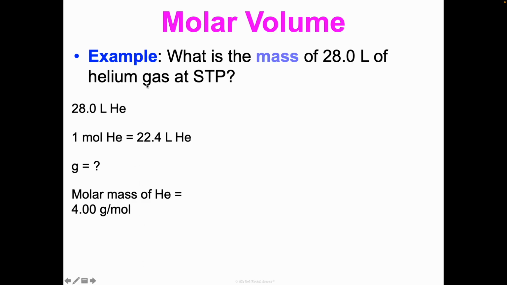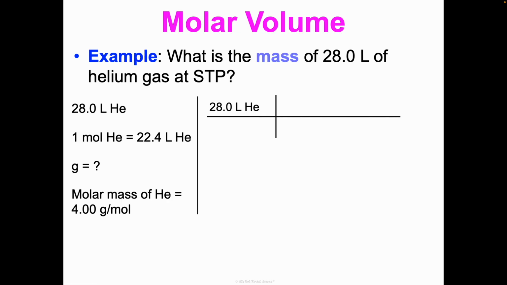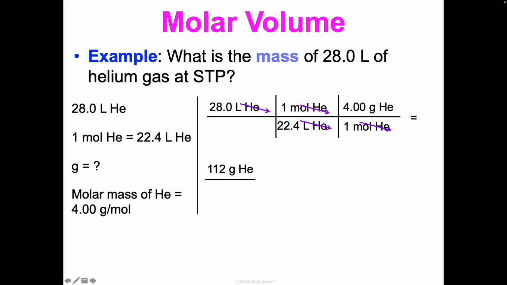All right, now we have all the information we need. So 28.0 liters of helium. We know that 22.4 liters of helium is the same as 1 mole of helium. Those would cancel. And then with this, we can use molar mass as a ratio. 1 mole of helium is equal to 4.00 grams of helium. That's going to get us to grams, which is what we were originally looking for. So now I just multiply across the top, 28.0 times 1 times 4. And then 22.4 times 1 gives me 22.4. And then I divide, and I get my final answer of 5.00 grams of helium.